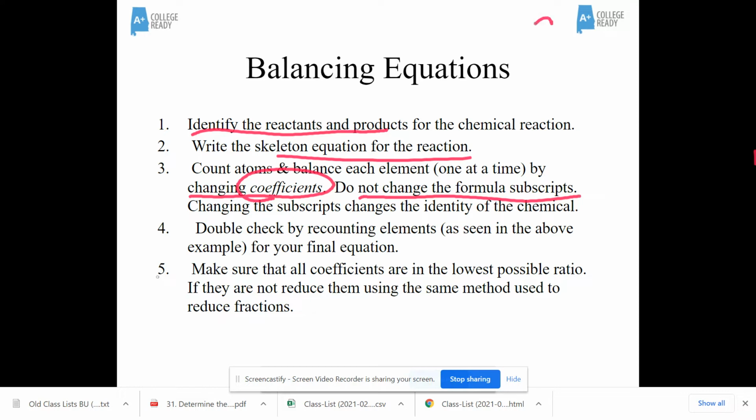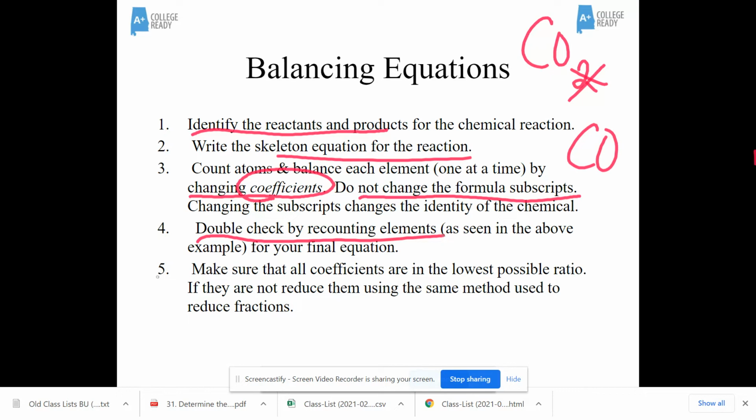If we take CO2 and we take the subscript off and just change it to CO, what did we do? We don't have carbon dioxide anymore. We have carbon monoxide, which is completely different. Okay? Totally different compound, different properties, different everything. So you cannot change the subscript. Okay? All we can do is change the coefficient. And then we double check by recounting, and that means you may have to double check, triple check, quadruple check. You may be checking quite a lot until you get it right. You just do it until it works.